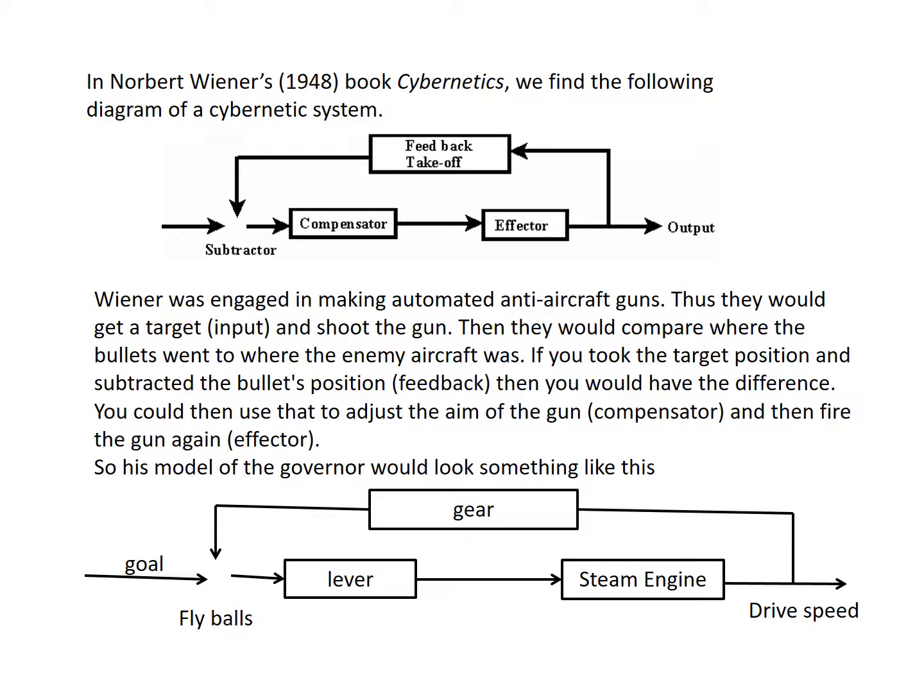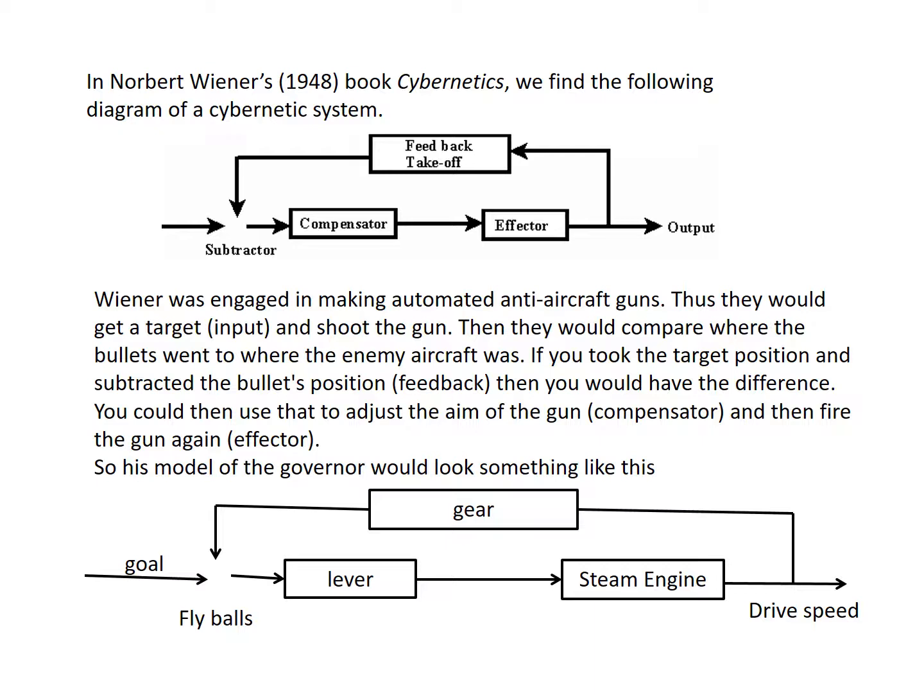In Norbert Wiener's 1948 book, Cybernetics, we find the following diagram of a cybernetic system. A subtractor gives information to a compensator, which sends information to an effector, which produces an output. Information about the output is then, by a feedback takeoff, sent back to the subtractor.